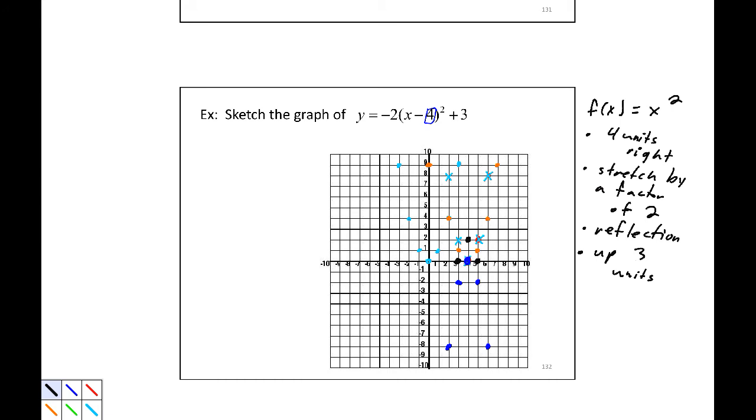Oh, wait, hold on a second. All right, I didn't change that correctly. We want to move up 3 units. So I'm at 4, 3. I'm at 5, 1, 3, 1. Up 3 units from -8 is -5. So we have a point at 2, -5, and 6, -5.